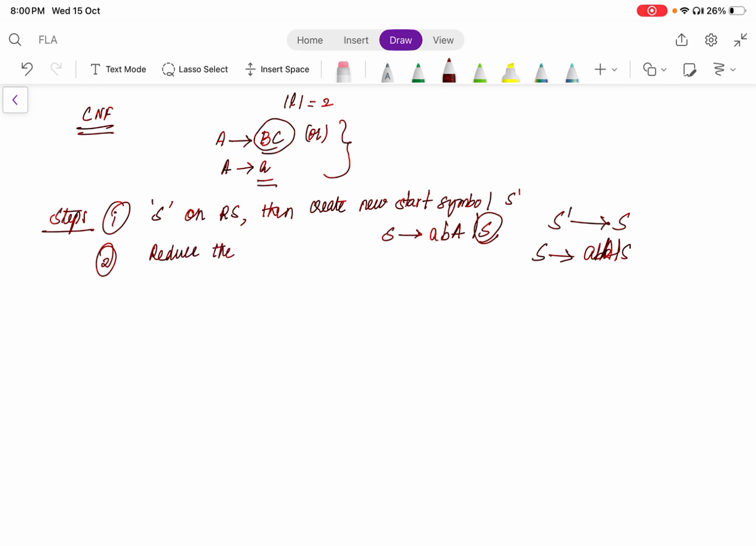which is removing all the useless symbols, unit productions, null productions, etc. The third one is to bring them to the Chomsky normal form of this form. So these are the three steps involved in CNF. Let's see the first example.